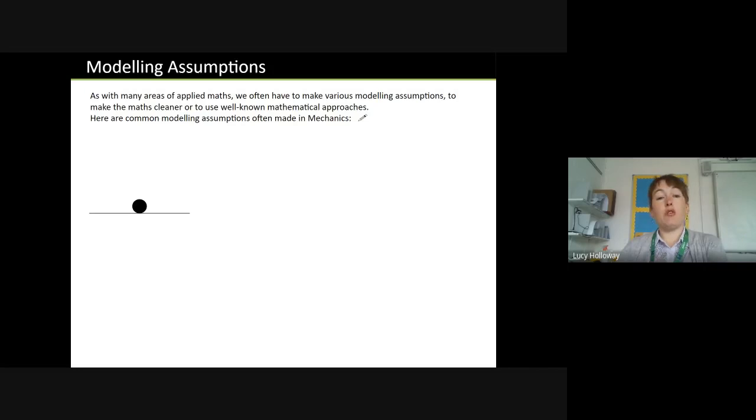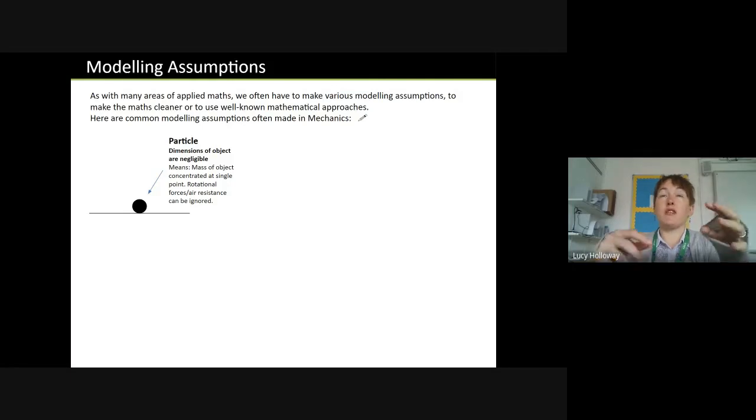So one of the basic assumptions we make when we're modelling in mechanics is whatever object it is that we're thinking of, we model it as a particle. And what that means is we don't necessarily consider the shape of the object, and it means that the mass is all concentrated at one point.